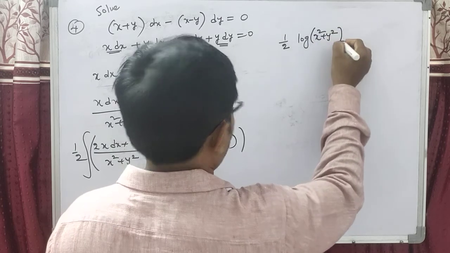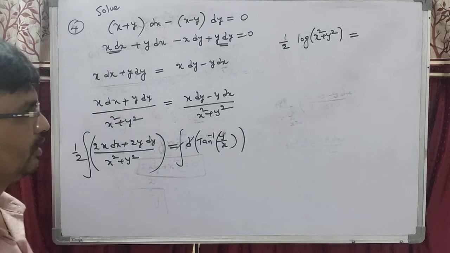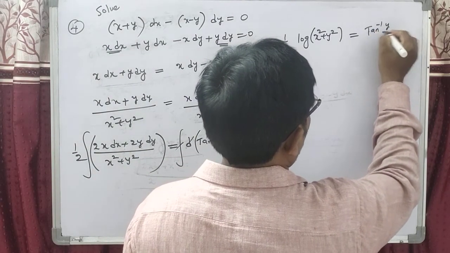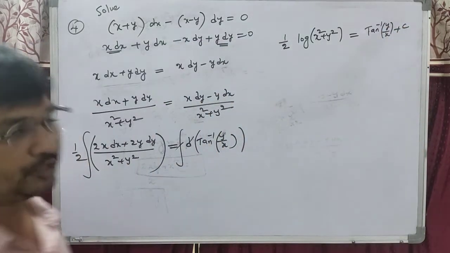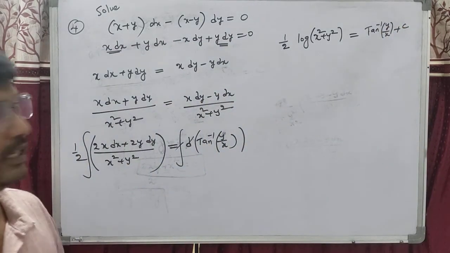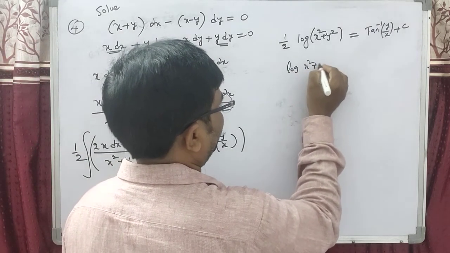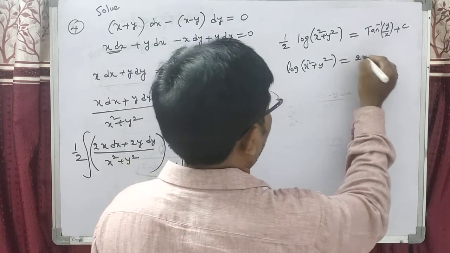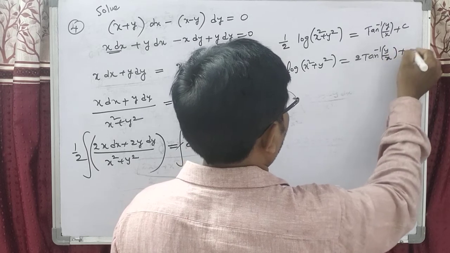Now we can write it as the derivative; the integral cancels. Now we get tan inverse of y by x plus c. My dear students, first we send the 2 to the other side. This will be log of x square plus y square equals 2 tan inverse of y by x plus c.